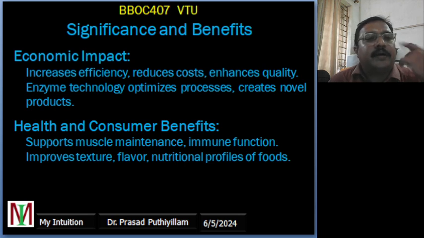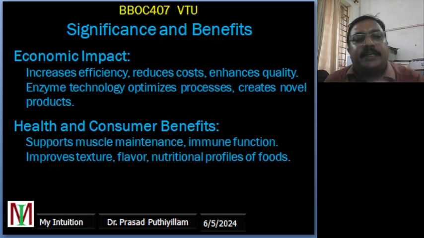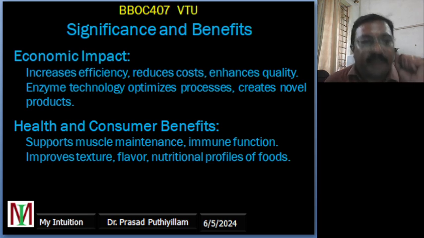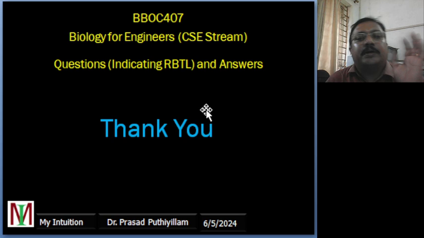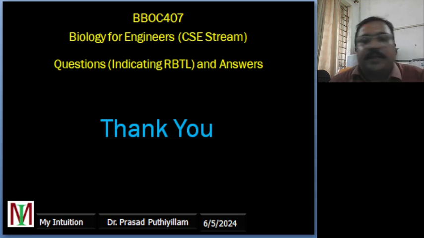And in health and consumer benefits, protein-rich foods contribute to better health outcomes by supporting muscle maintenance, immune function, and overall body repair. So enhanced functional properties of proteins in food production lead to improved texture, flavor, and nutritional profile, which meets the consumer demands for high quality and health-conscious food options. So that's about this particular topic, protein as a food.